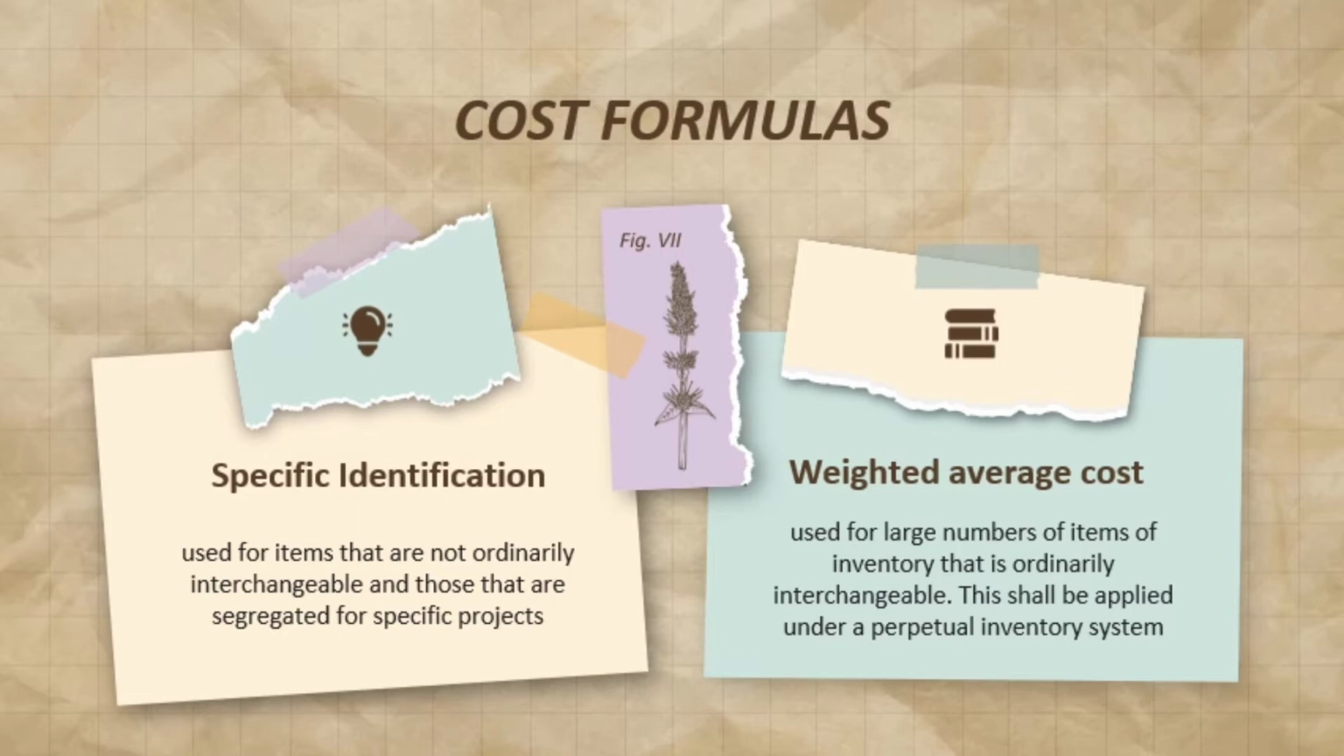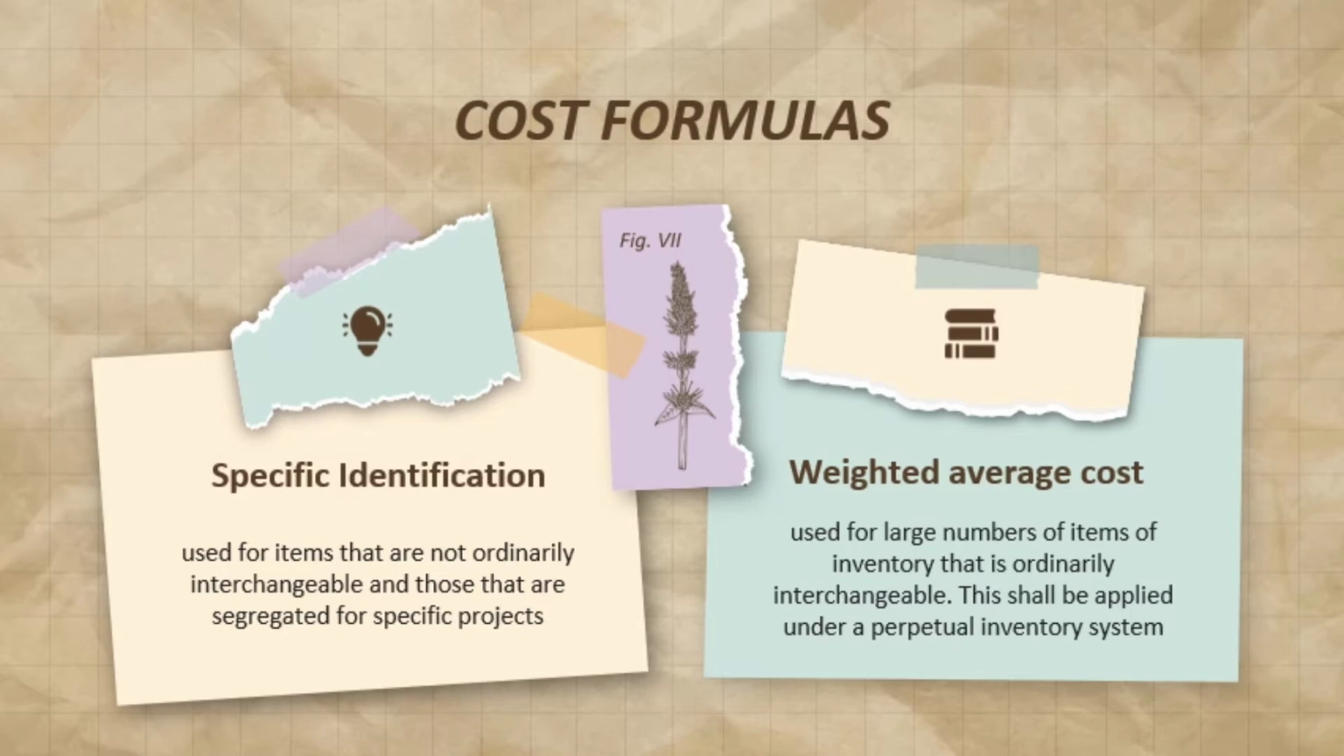Yung specific identification, it is used for items that are not ordinarily interchangeable and those that are segregated for specific projects. For items naman that are not unique and cannot be segregated among others, gagamitin natin yung weighted average cost. And it is also used for large numbers of items of inventory that are ordinarily interchangeable. This shall also be applied under a perpetual inventory system.